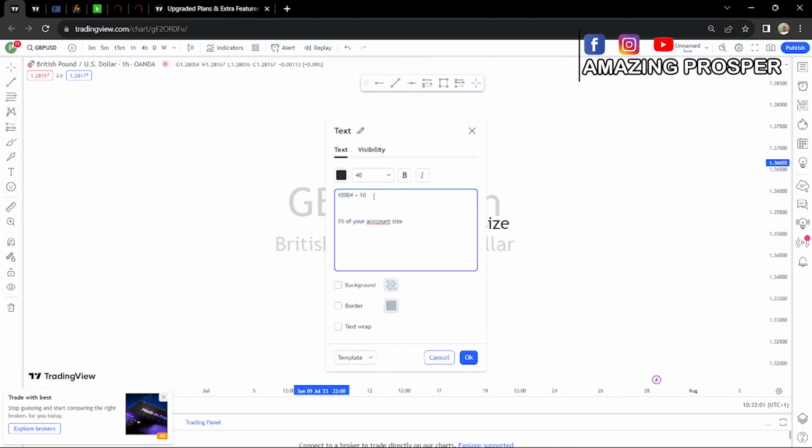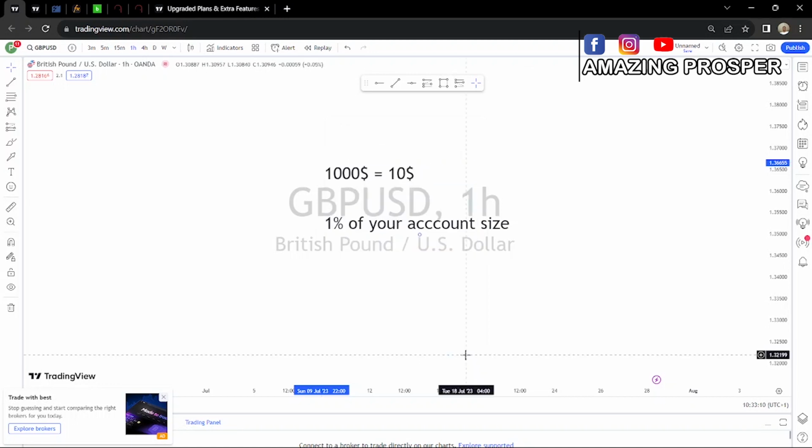So wait, guys, very easy. You have to understand that you have $1,000 on your trading account, and you are risking only 1% of your account. This 1%, if you know how to use it very properly, you are going to stay in the game.